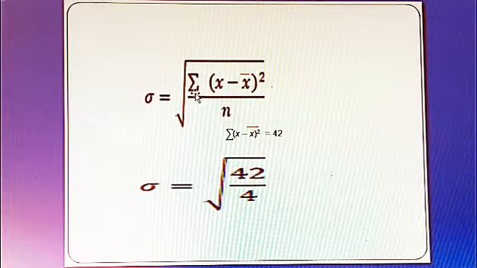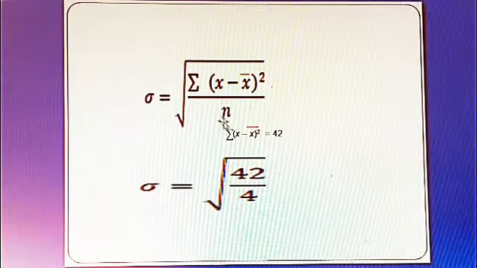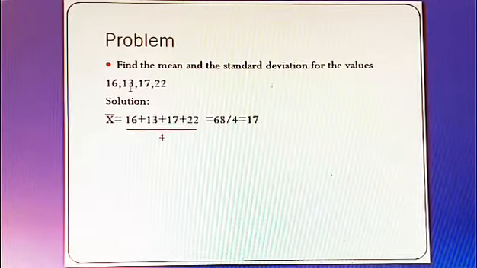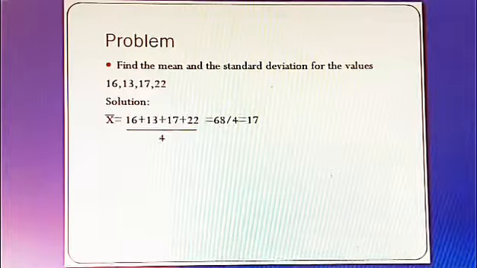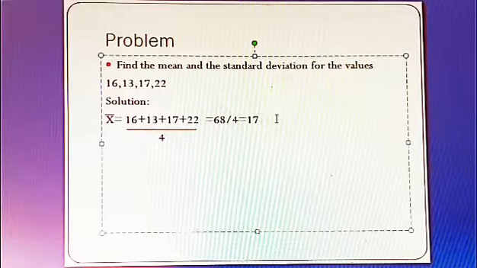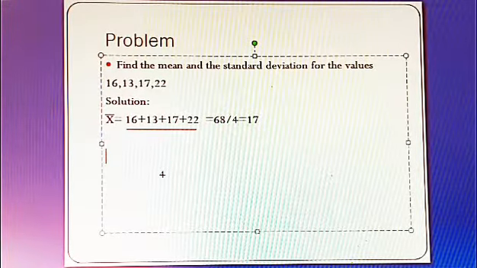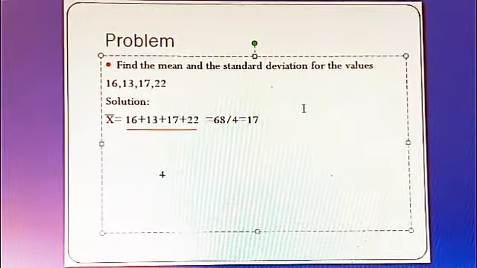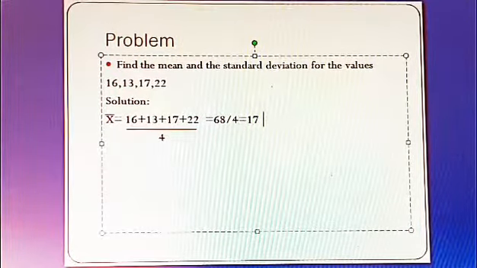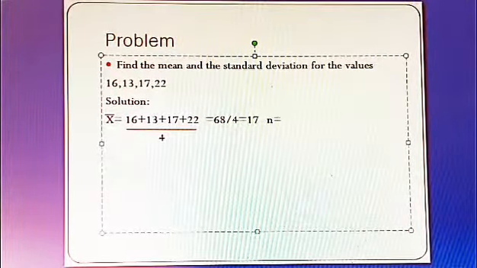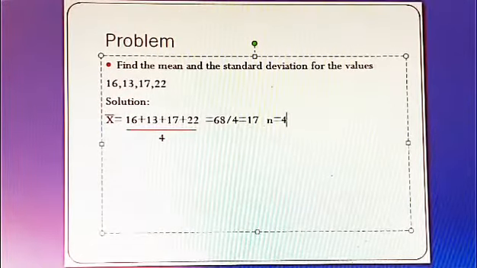Okay, we have to find what is the total of x minus x bar the whole square. Okay, n is nothing but the number of terms. What is the total number of terms here? You have 1, 2, 3, 4. So n is equal to 4. Am I right? So write it here: n is equal to 4. Number of terms is 4.